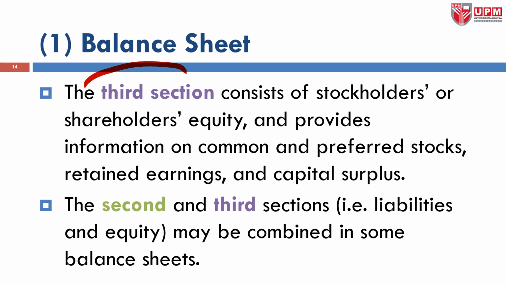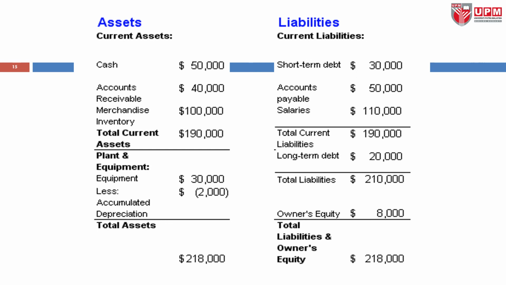The final section, which is the third section, consists of stockholders' or shareholders' equity, and it will provide information on common and preferred stocks, retained earnings, and capital surplus. We can see that the second and the third section, which are the liabilities and equity, may be combined in some balance sheets. Now, let us see an example of a balance sheet.